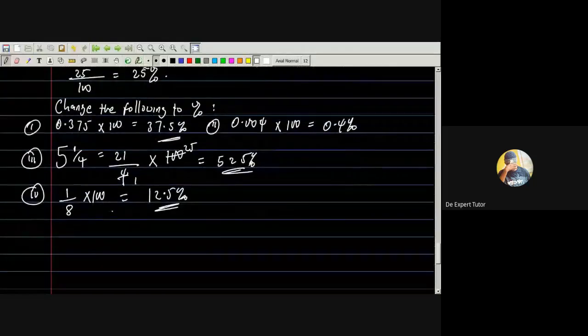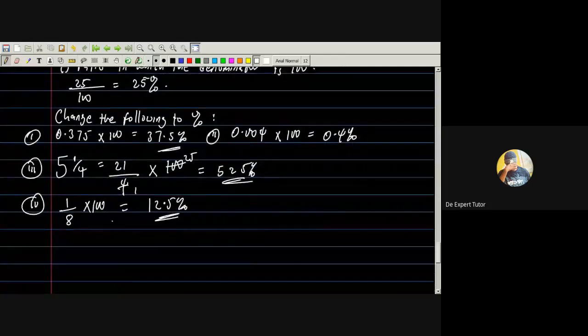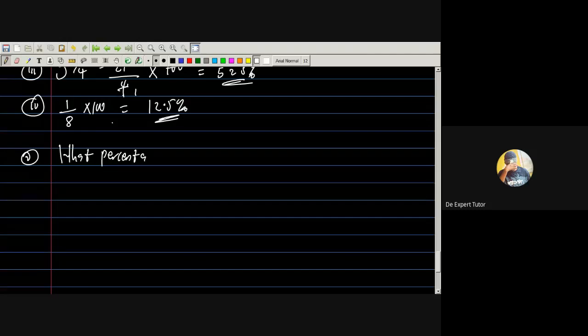So that's how to change something to percentage. Okay, look at a question like this. There are some tricky questions you could see on percentage. Look at this question. They will say, what percentage of 40 is 25? Look at the question. What percentage of 40 is 25? How do you solve this?